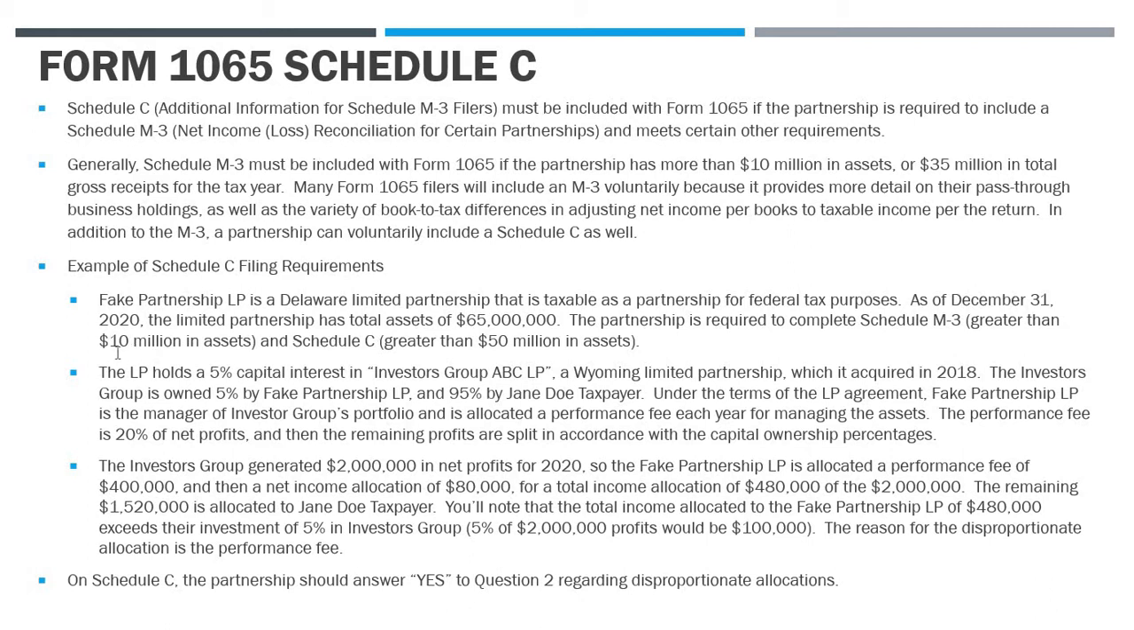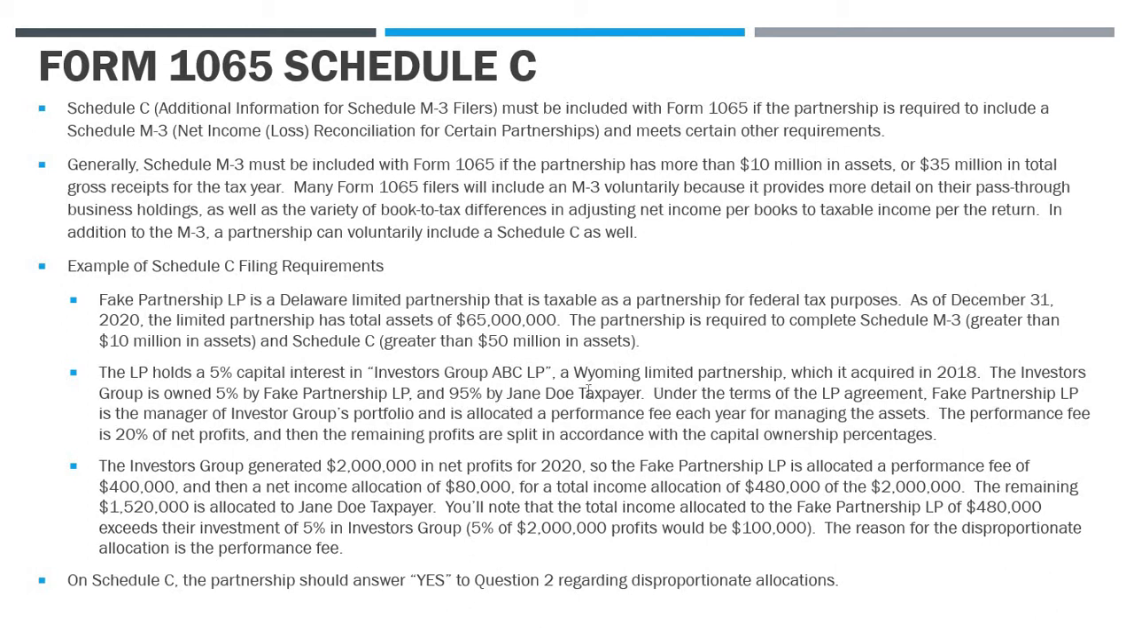Now, if you're a partnership that's between 10 million and 50 million in assets, you likely don't need the Schedule C, but you might want to include it anyway, voluntarily, right? You're free to do that. Okay, so moving on with the fact pattern here, the limited partnership holds a 5% capital interest in Investors Group ABC LP, a Wyoming limited partnership, which it acquired in 2018. The Investors Group is owned 5% by Fake Partnership LP, and then 95% of Investors Group is owned by a third party, Jane Doe taxpayer.